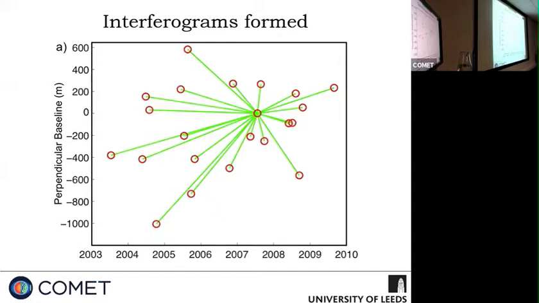Looks something like this. So this is our master image here in the middle, and there's one line from that master going to every single image. On this axis, there's time. On this axis, there's perpendicular baselines. Perpendicular baseline tells you how far the two satellites are apart from each other. And you want to pick a master image that's somewhere in the middle of both axes, because that gets you the highest coherence possible.